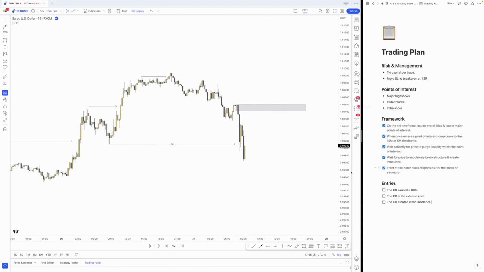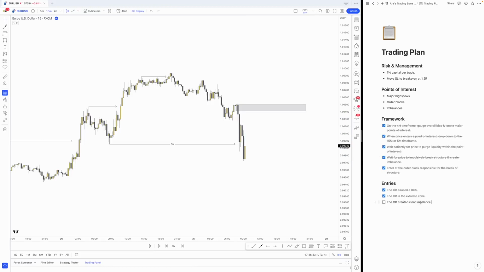Now, before we set up a trade position, let's check off our entry criteria. The order block caused a break of structure. Yes, or a change of character in this case. It's the same thing, but a change of character is the first break of structure. The order block is the extreme zone, because the bearish leg that we're currently dealing with is right here, and the order block is at the furthest possible point to the upside. So that is the extreme zone.